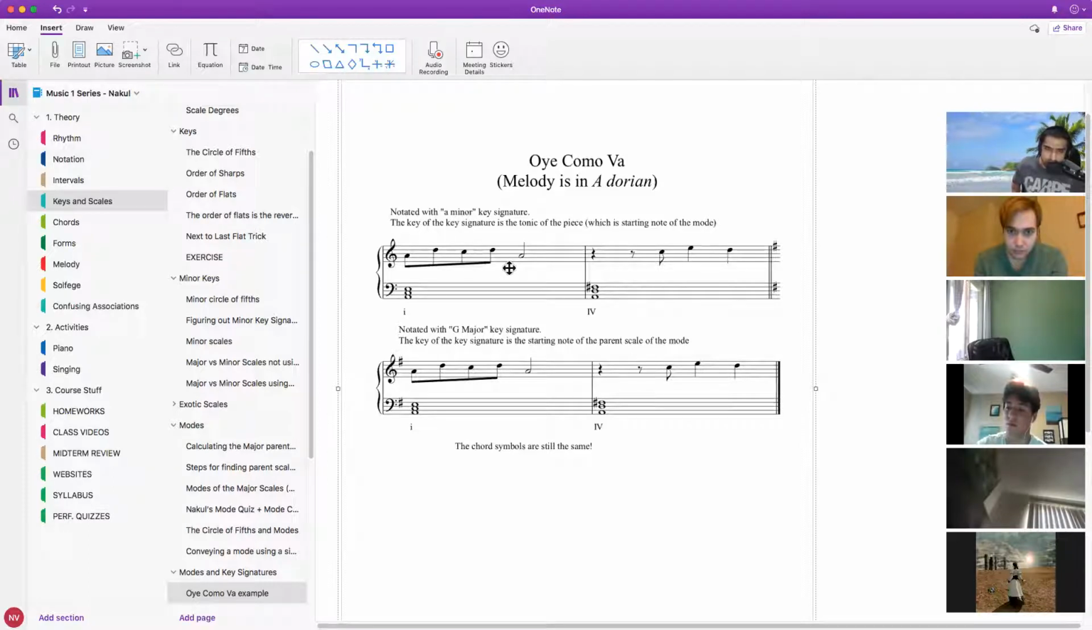Oye, como va? Oye, como va? Da, da, da, ba, da, da, da. Right?